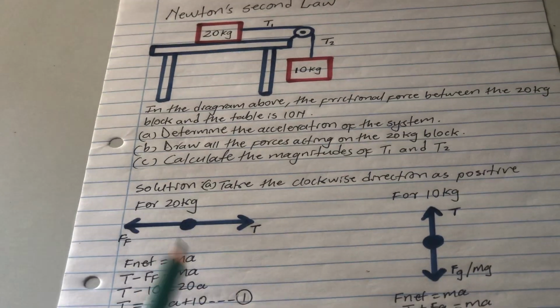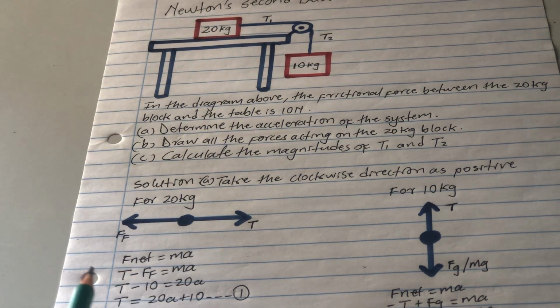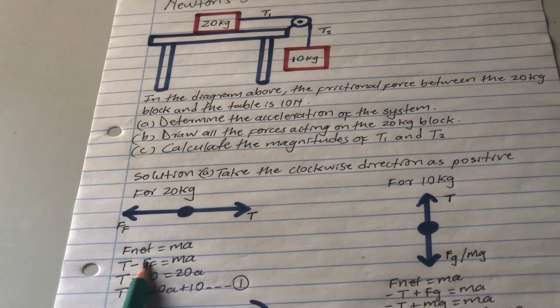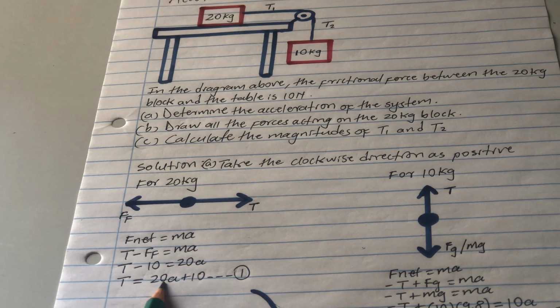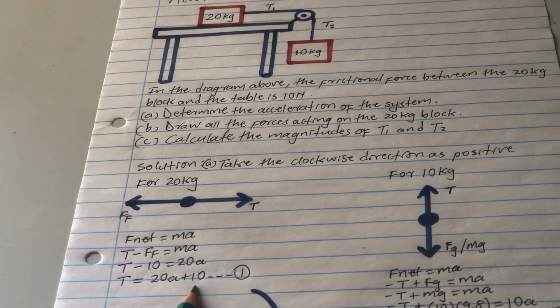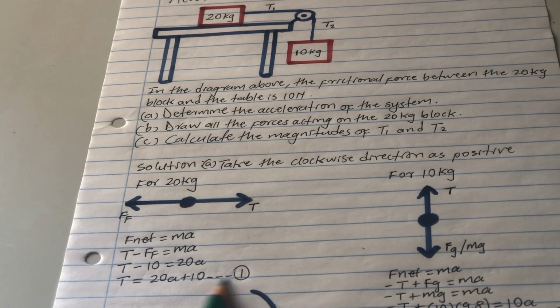What do we do next? We bring in F net equals to MA. What makes up F net is T and FF. T as positive and FF as negative equals to MA. Next step, do we know the value of FF? Yes, we're given. It's 10 Newton. Do we know the mass? Yes, mass is 20. But we don't have T and A. Because we're looking for T, we make T subject of the formula. At the end, we have T equals to 20A plus 10. Because we have two variables, this becomes our equation 1.